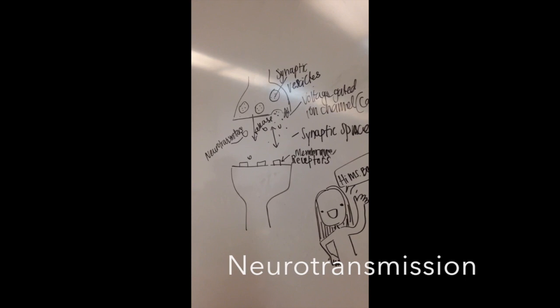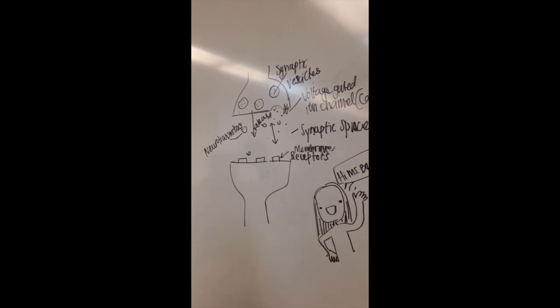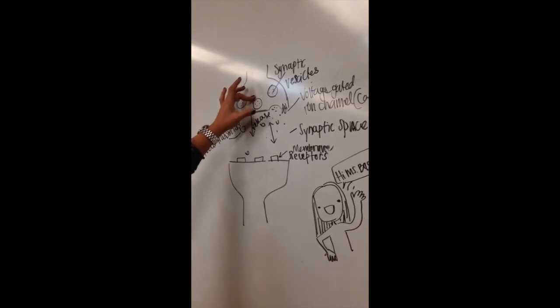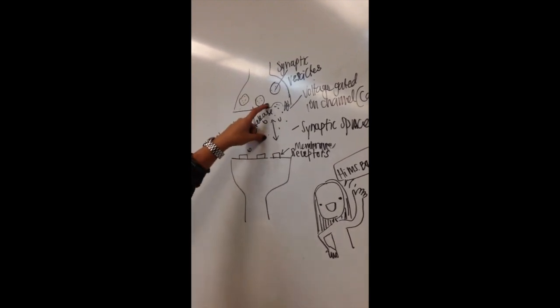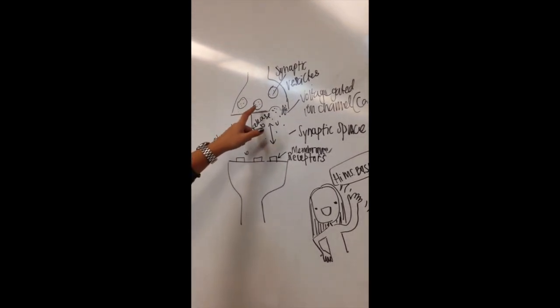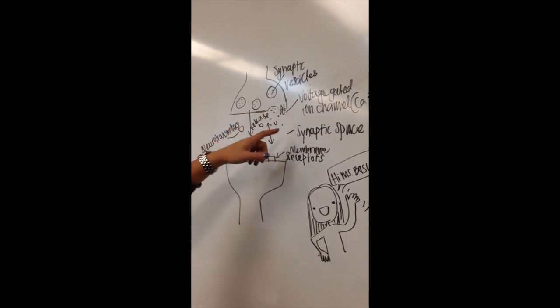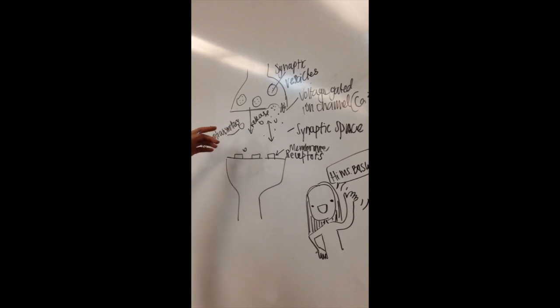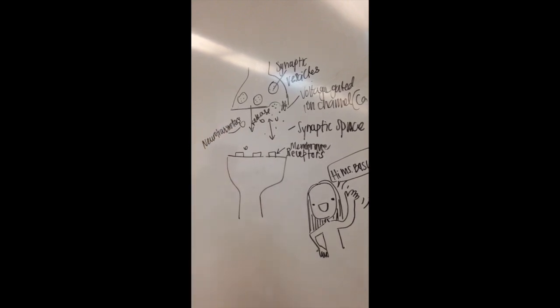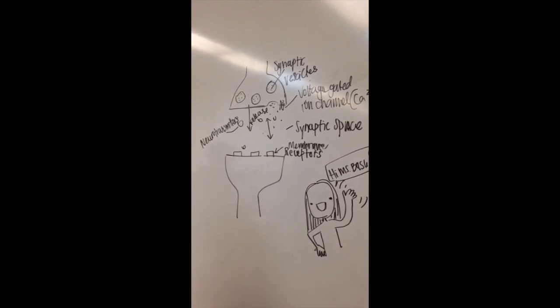So when a signal is being transferred from an axon to a dendrite, the signals travel first in synaptic vesicles, which then fuse with the membrane, which open voltage-gated ion channels. The neurotransmitters are then released across the synaptic space, where they bind with membrane receptors on the dendrite end.